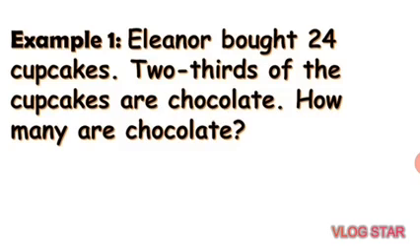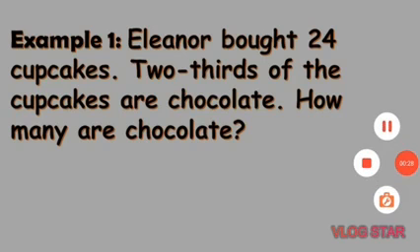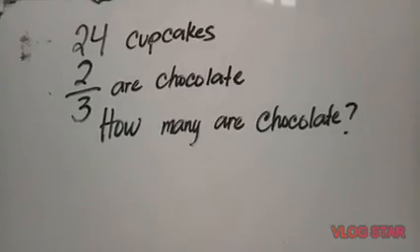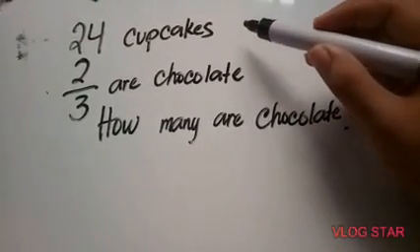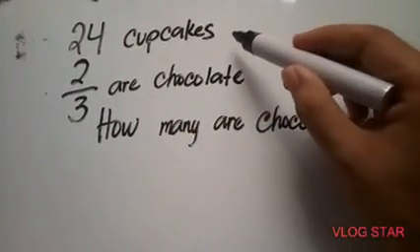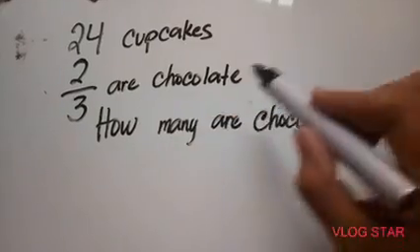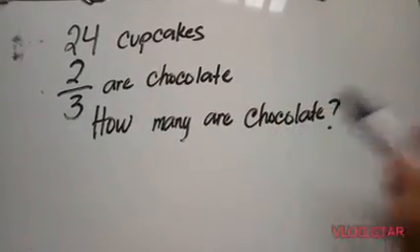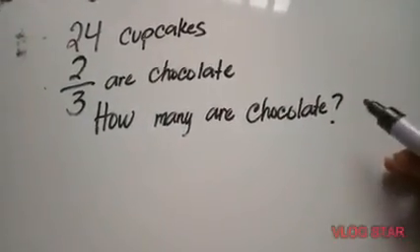Here is our first example. Eleanor bought 24 cupcakes. Two-thirds of the cupcakes are chocolate, so how many are chocolate? Let's solve this one. So there are 24 cupcakes, and two-thirds of these 24 cupcakes are chocolate. So how many are chocolate cupcakes?